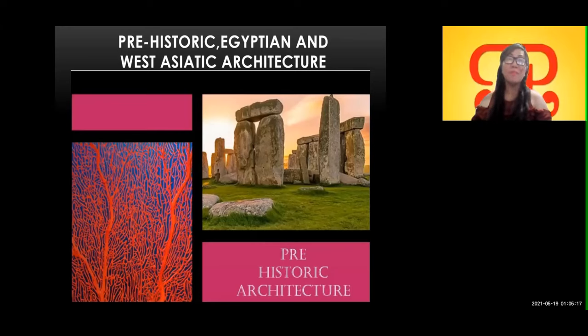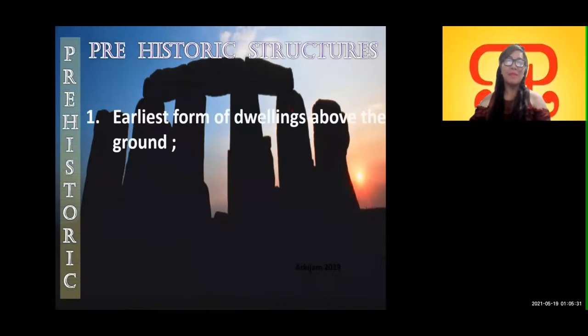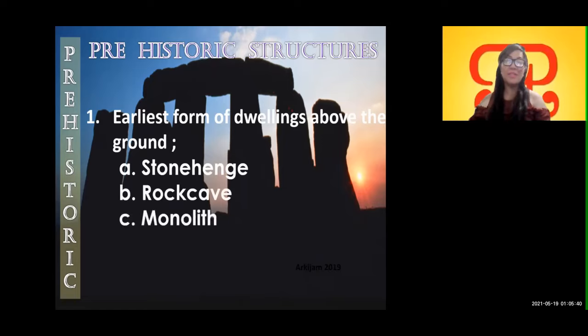This is Architect Joe, and we will take up the prehistoric to Egyptian to Mesopotamian architecture for a start, okay? So number one, earliest form of dwellings above the ground. Is it A, Stonehenge? Is it B, rock cave? Is it C, monolith? Or is it D, cromlech? From our prehistoric structures, this has to do with the dwellings. And the answer here is, of course, letter B, rock cave.